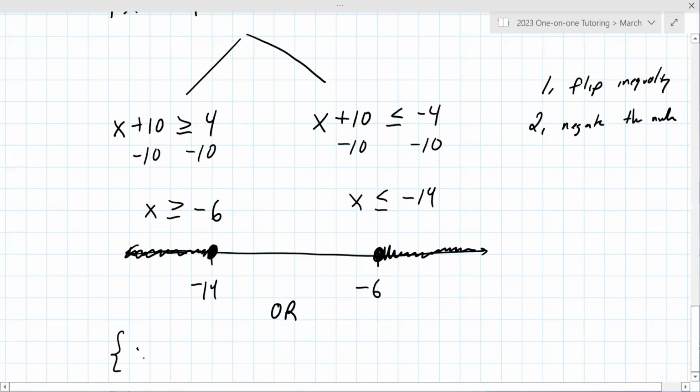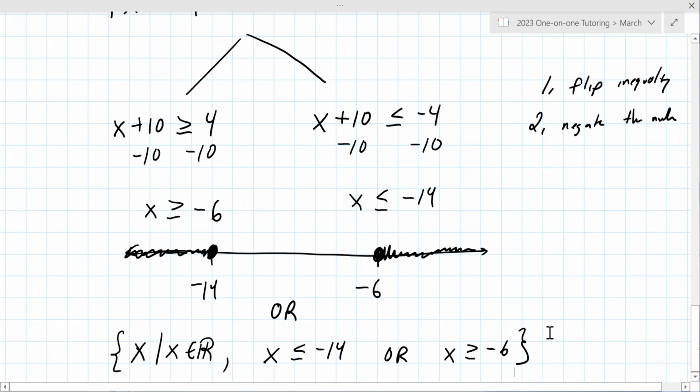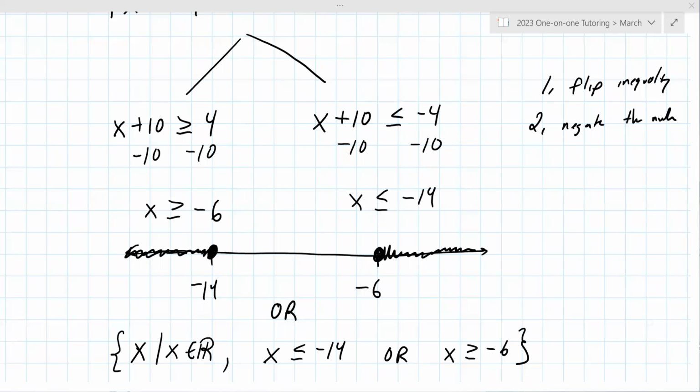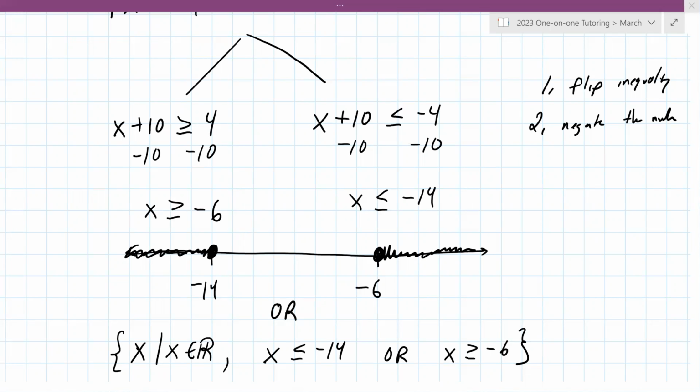So we'll go back to that set builder notation: x such that x is an element of the real numbers. And like I just said, you have to write something like x is less than or equal to -14, or x is greater than or equal to -6. Now we're going to go back and look at the graph as well. Let me know when you get all this down so we can look at that. Okay. I got it.